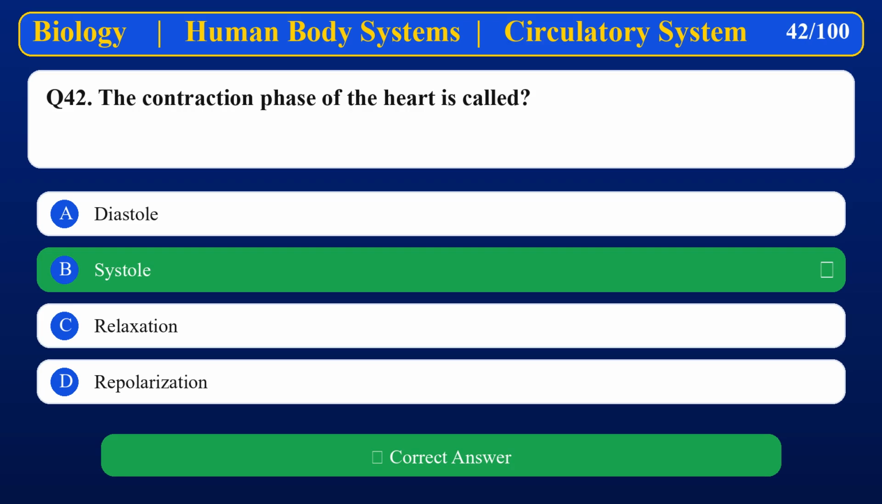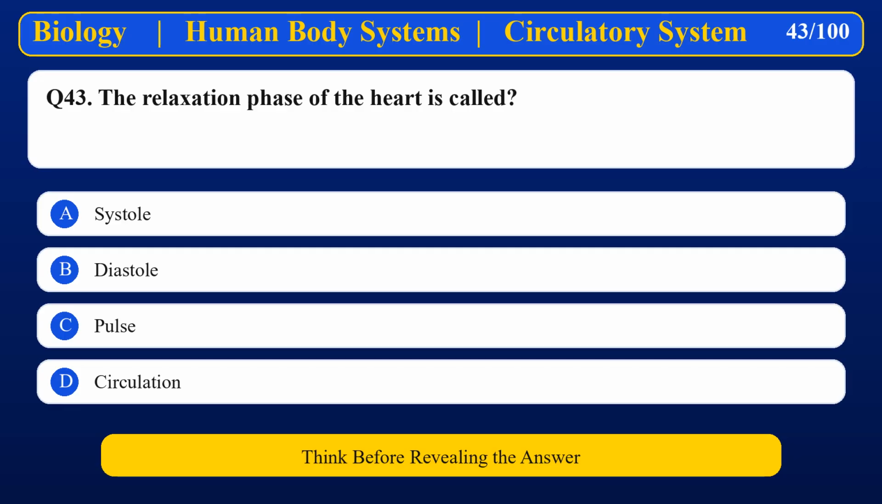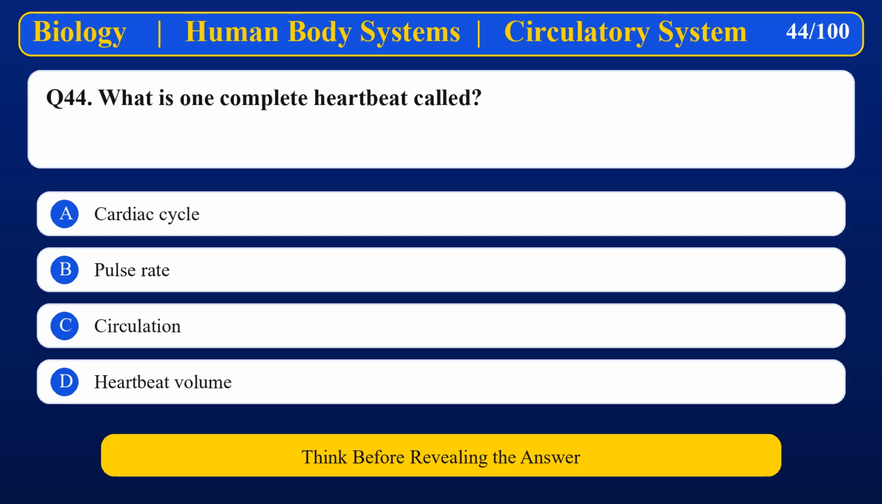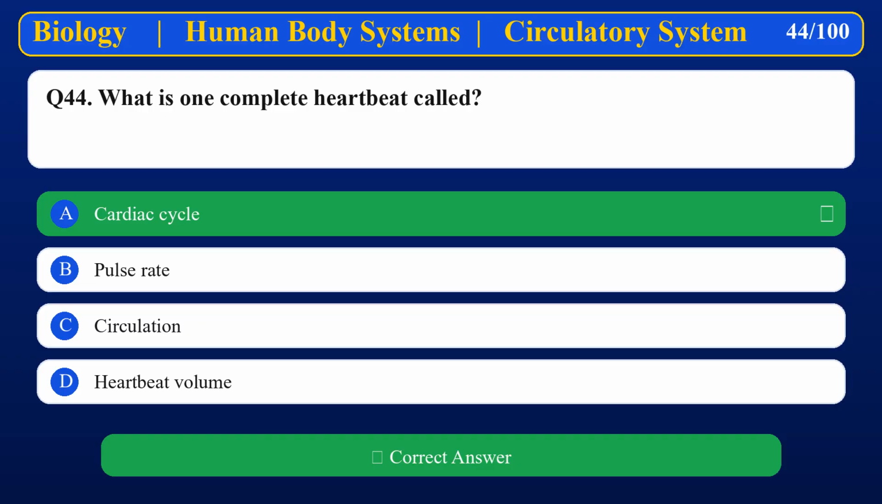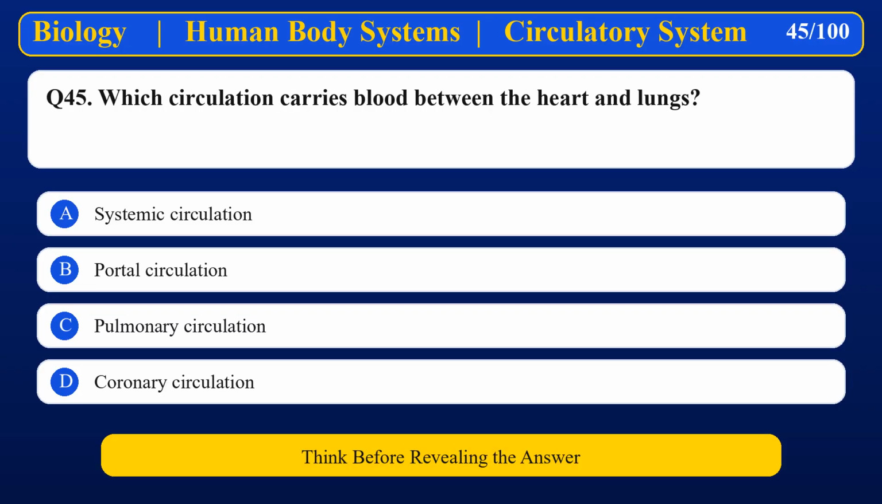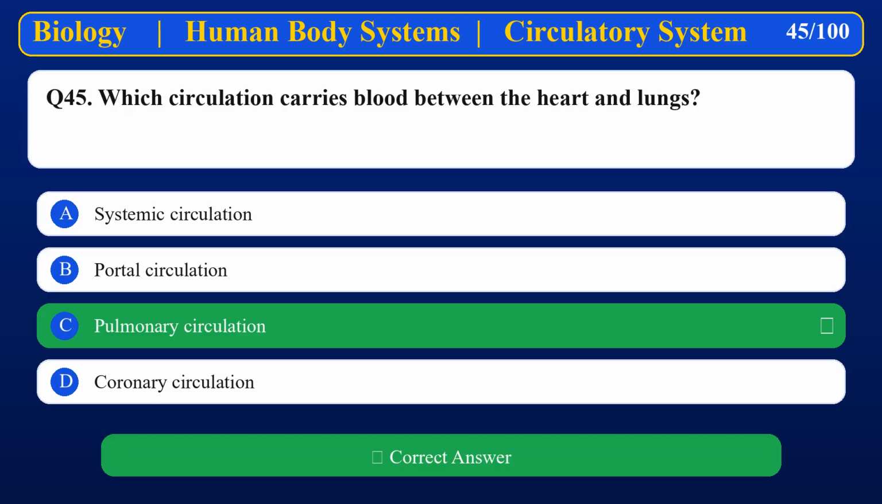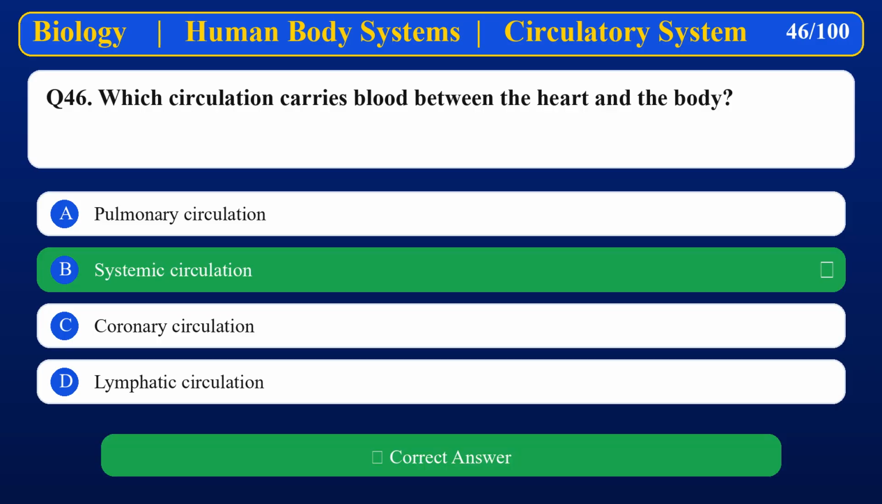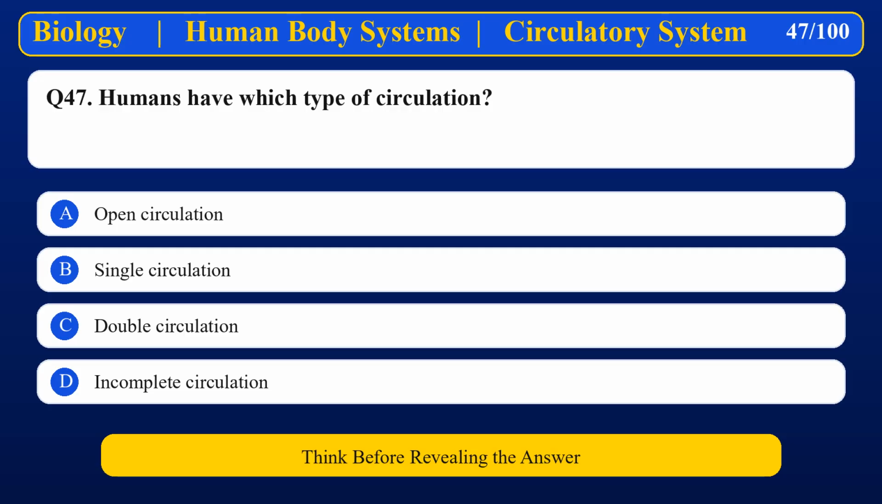Systole. The relaxation phase of the heart is called? Diastole. What is one complete heartbeat called? Cardiac cycle. Which circulation carries blood between the heart and lungs? Pulmonary circulation. Which circulation carries blood between the heart and the body? Systemic circulation. Humans have which type of circulation?